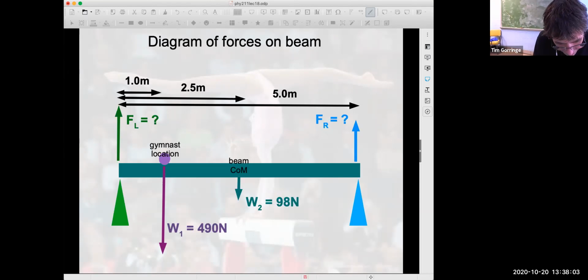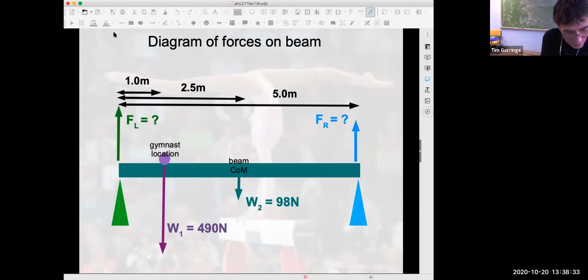Okay, so in this turquoise, I don't know what color this is, is the beam running horizontally. I've actually made the gymnast 1 meter from the left-hand end of the support rather than the right-hand end of the support. I realize that, but I just walked around the other side of the gymnast. That's okay. Forgive me. So here's the gymnast on the beam. And then here's the left-hand support, and here's the right-hand support in green and in blue.